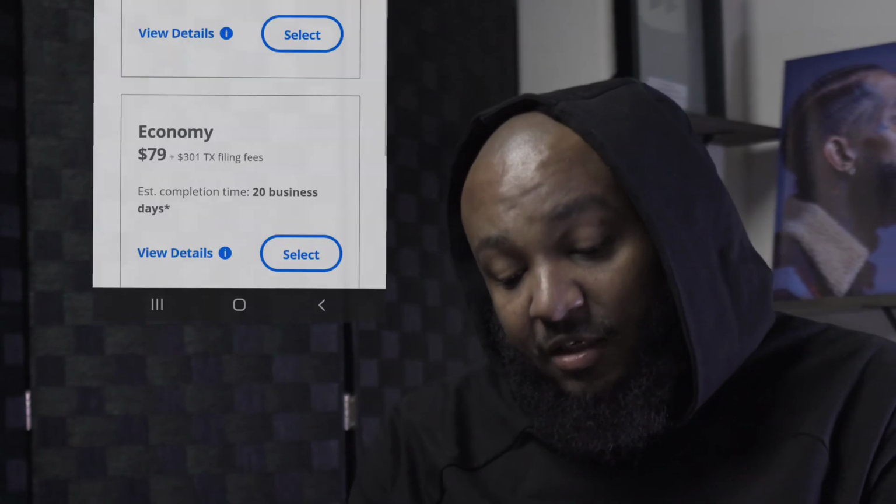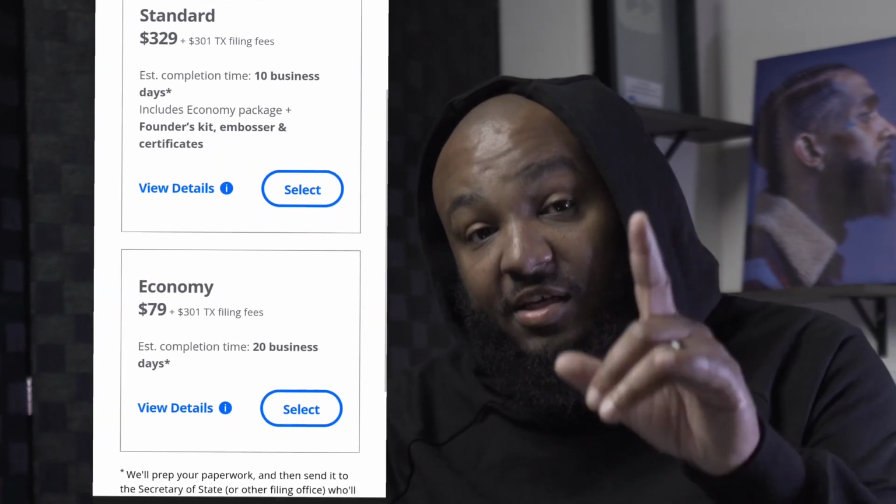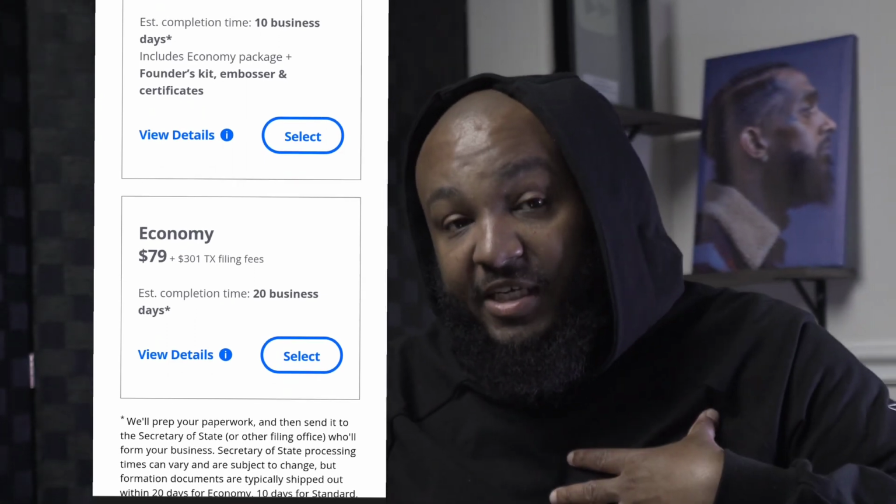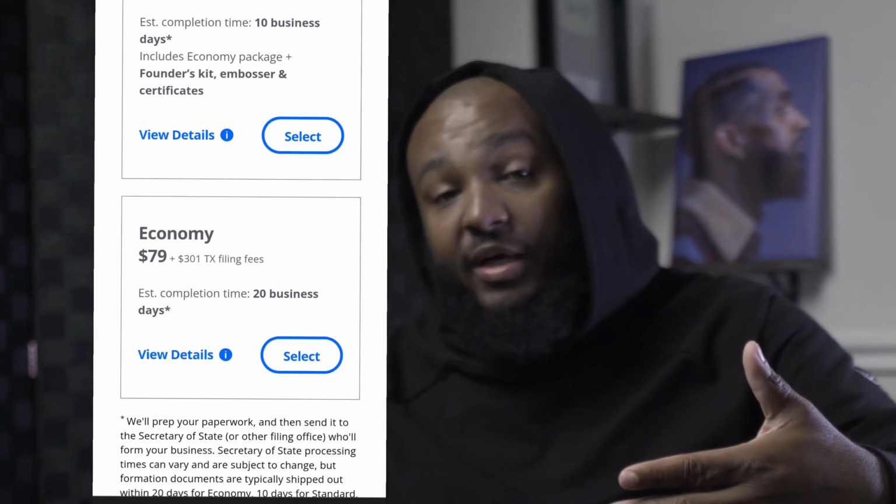Let's go ahead and take a look at the economy package. So, taking a look at the economy package, which costs $79 plus state filing fees. Now, state filing fees for Texas is going to be $301, but do your own homework for your own state, because your state filing fees could be $50, it could be $500. Just depends on where you're located. Okay, now, and keep in mind, those state filing fees, that doesn't go to LegalZoom.